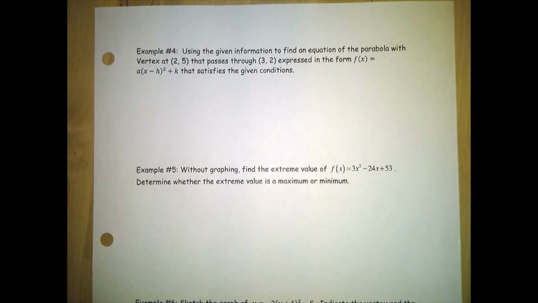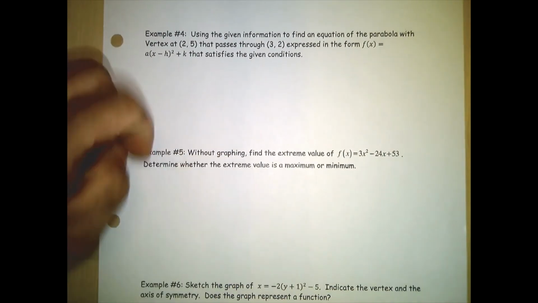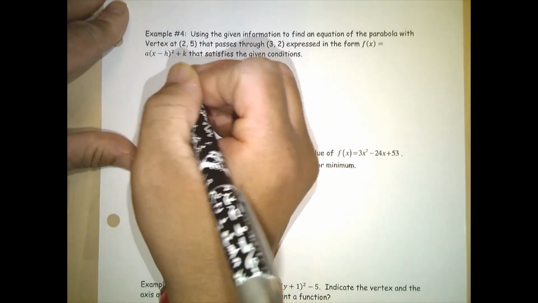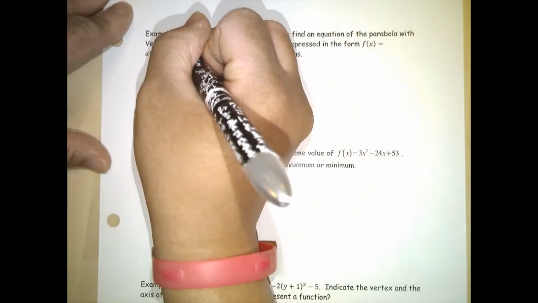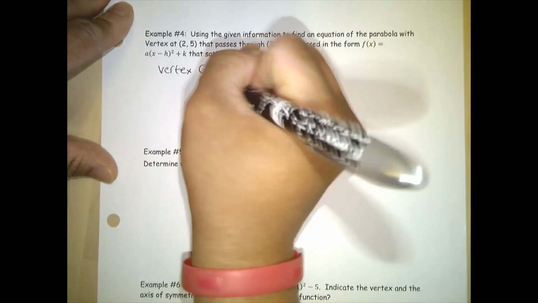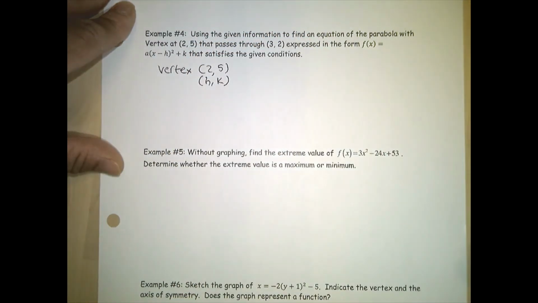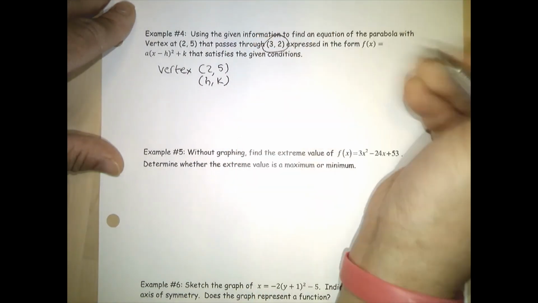Now, let's do example 4 here. Use the given information to find an equation of the parabola with vertex at 2, 5 that passes through 3, 2, expressed in the form f of x equals a times x minus h squared plus k that satisfies the given condition. So we know that the vertex 2, 5 is h, k, and then we know that it passes through the point 3, 2.